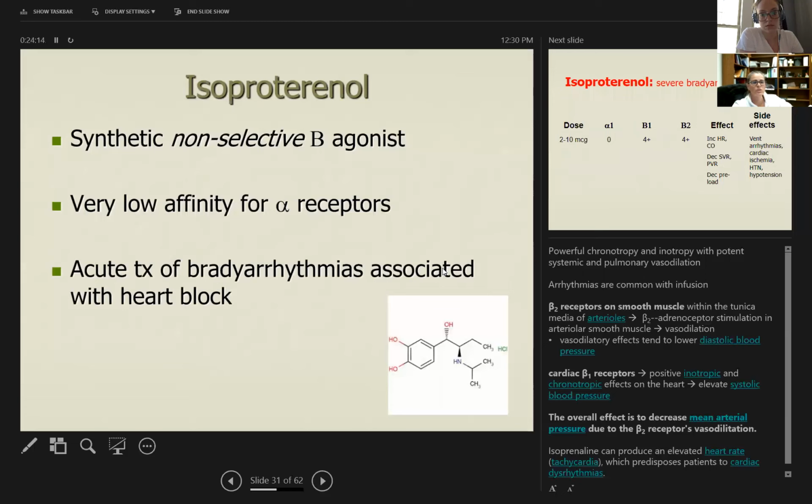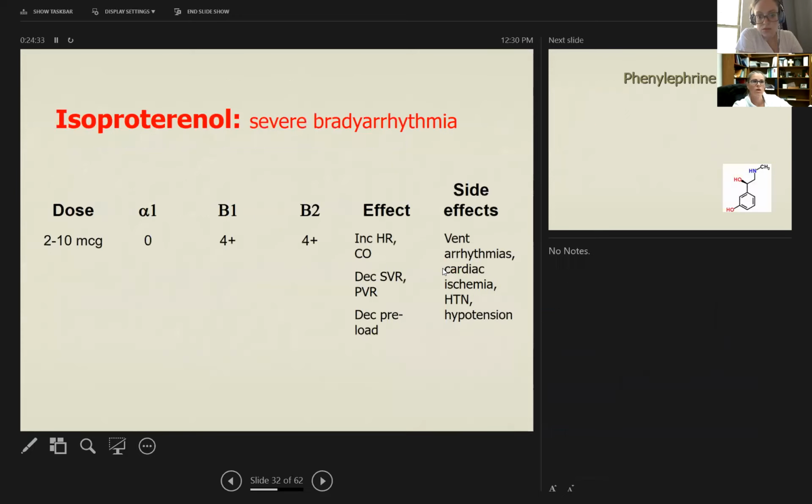but what we're going to use this for is when we have horrible bradyarrhythmias that are associated with heart block. You're going to give a boost of isopril and you get the patient's heart rate back, but you may actually need to add a little something else to go along with it because of the potent effects on the peripheral vasculature. So again, no alpha, lots of beta-1, lots of beta-2, giving you heart rate, cardiac output, and peripheral vasodilation.